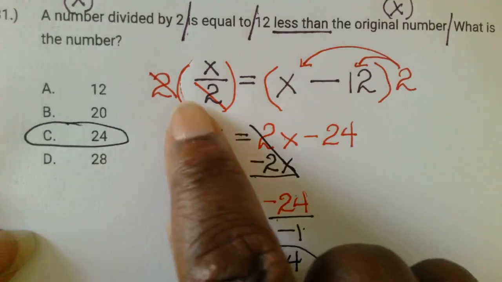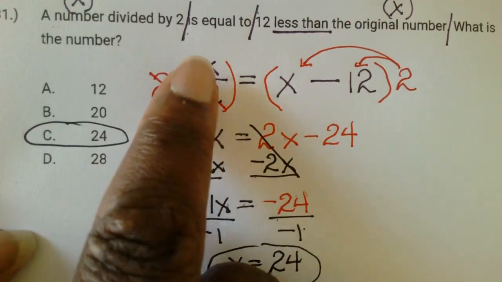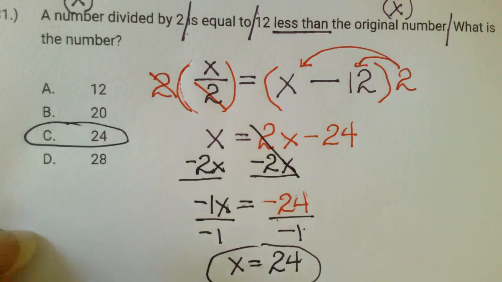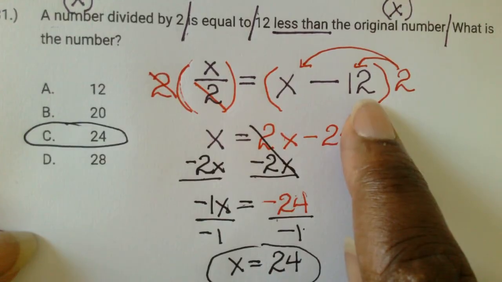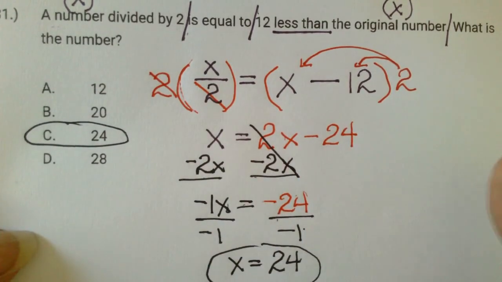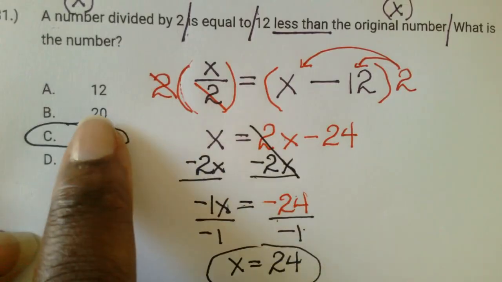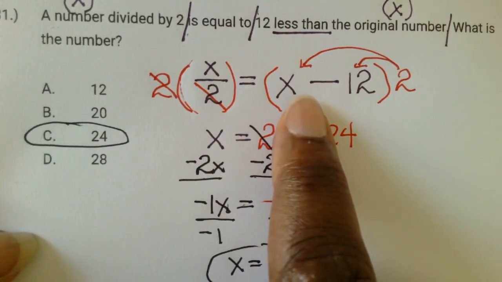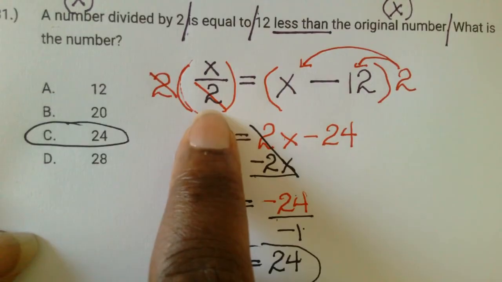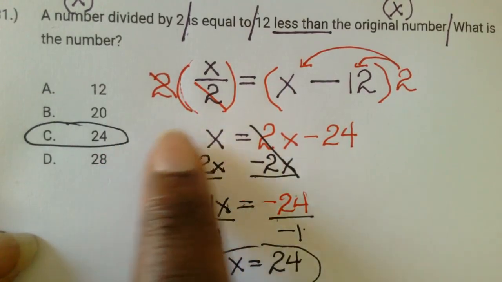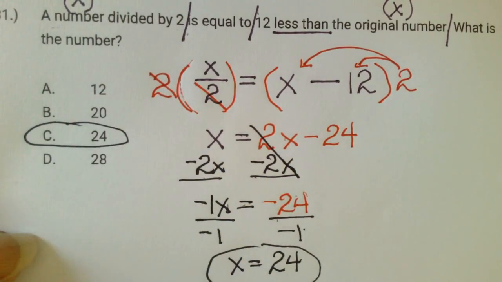Okay, so once you got your equation, if you wanted to fill in, if I plug in 12 for the x, 12 divided by 2 will give me 6. If I put a 12 here, 12 minus 12 will give me 0. So you have 6 equals 0? No, that can't happen. If I have 20 divided by 2, that will give me 10. If I did 20 minus 12, that will give me 8. 10 doesn't equal 8. So you can do 24 divided by 2, that gives me 12. And 24 minus 12, that gives me 12. 12 and 12, that's your answer.